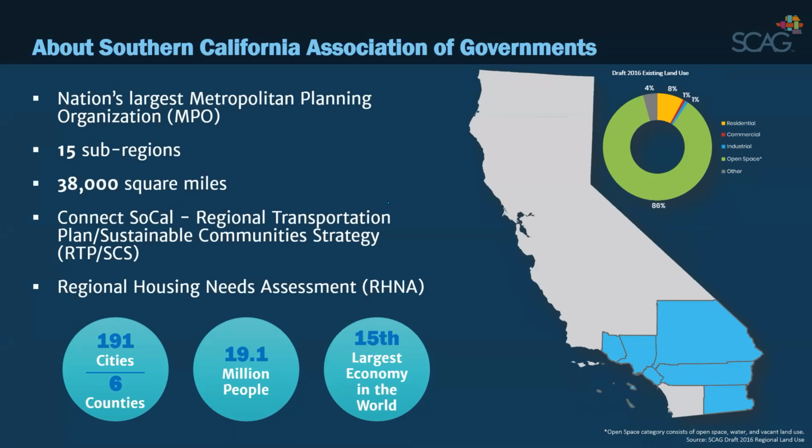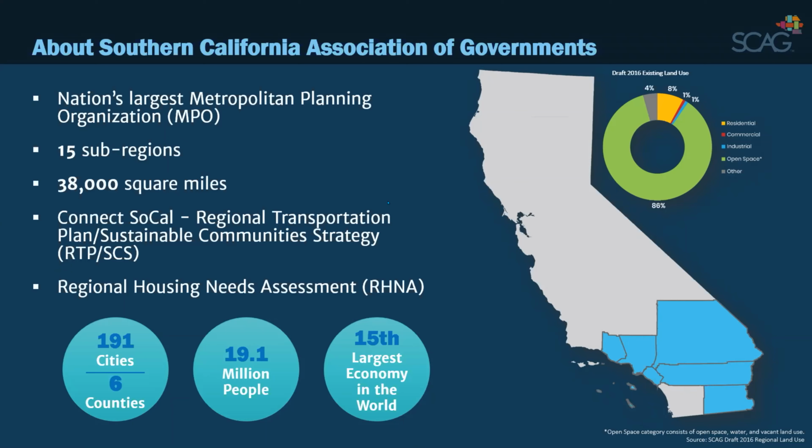And we are located in Southern California, as you know, covering 6 counties and 191 cities. So the 6 counties that you're seeing here on the map to the right, in the blue area there, we have Ventura County, Los Angeles, San Bernardino, Orange County, Riverside, and Imperial County. And within the SCAG region, we have 15 sub-regions.